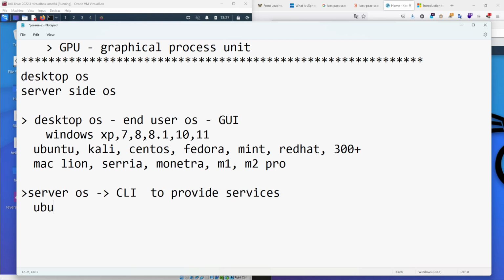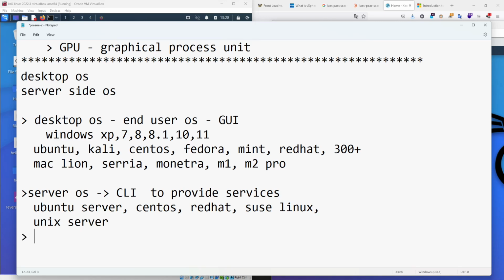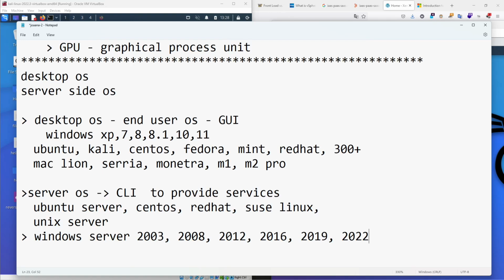We have Ubuntu Server, CentOS, Red Hat, and others. We have servers, and even Windows has its own Windows Server: 2003, 2008, 2012, 2016, 2019, and the latest, which is directly on cloud.